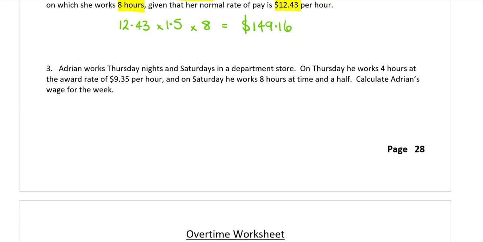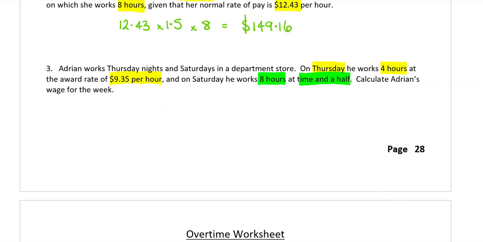Yeah? All right, question 3. Adrian works Thursday nights and Saturdays in a department store. On Thursday, he works for 4 hours at the award rate of $9.35 an hour. Thursday's a normal day. There's no overtime there. That's just a normal pay. But on Saturday, that's the weekend, right? So on Saturday, I'm going to change colors here. He gets 8 hours at time and a half. Okay? So there's two separate calculations here. One of them's a normal pay, not overtime, and the second one is an overtime pay.